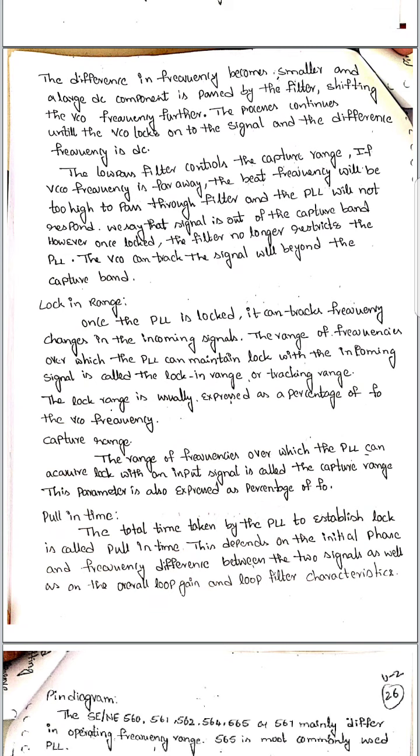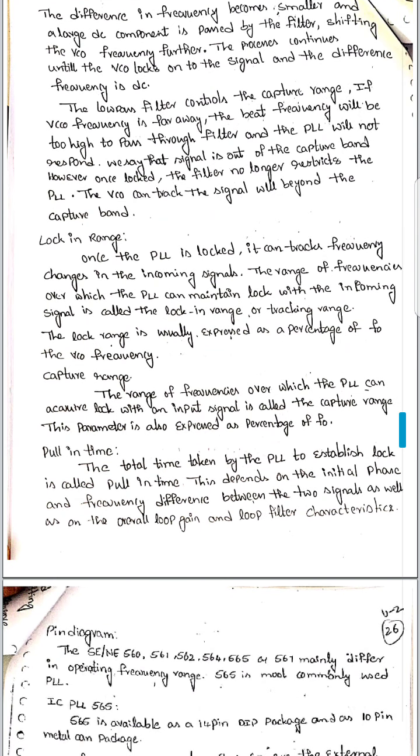The low pass filter controls the capture range. If the VCO frequency is far away, the beat frequency will be too high to pass through the filter and the PLL will not respond. We say that the signal is out of the capture band. However, once locked, the filter no longer restricts the PLL. The VCO can track the signal even beyond the capture band.